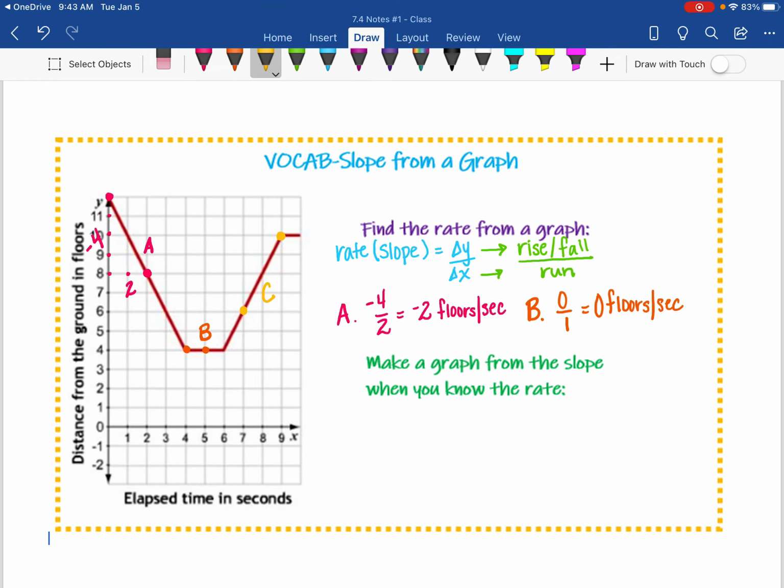Okay, so I'm starting with part C. From my left hand point, I'm rising 1, 2, 3, 4. So I'm rising 4 and I'm running 2. So +4 over 2 gives me a rate of 2 floors per second. Okay, and that's it. So today we're going to focus on pulling that rate from looking at a graph.